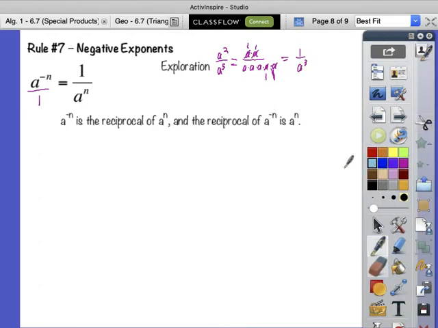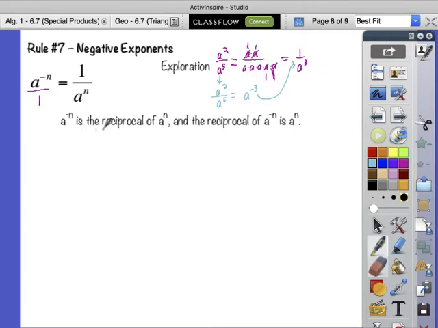Once again, you might be asking, Mr. Kossel, what happened to the negative exponents? Well, same thing as last time, guys. If we take this a squared over a to the 5th, and we subtract these exponents because we're dividing the same base, 2 minus 5, that's negative 3, a to the negative third, which is the same thing as 1 over a to the third. Once again, it didn't change the exponent, it just changed whether it's negative or positive.